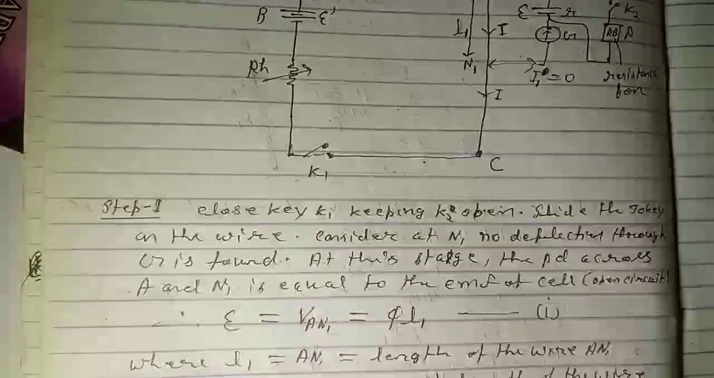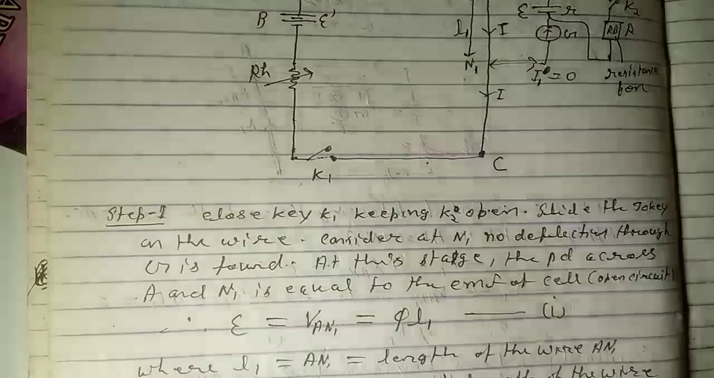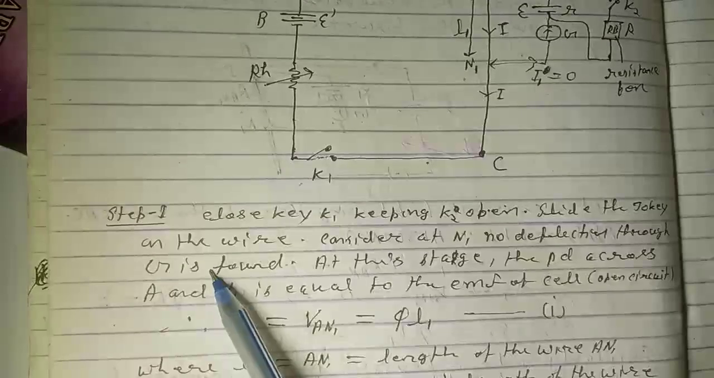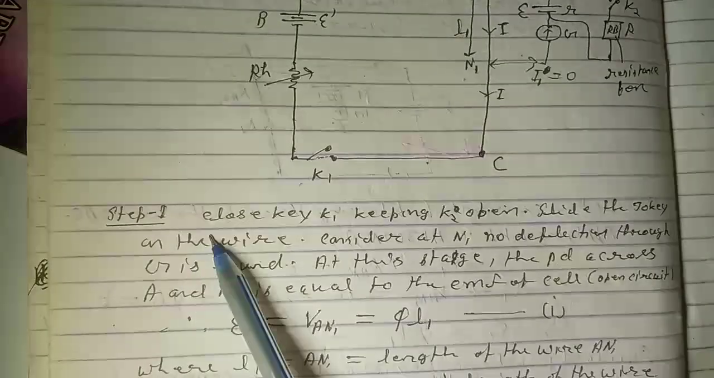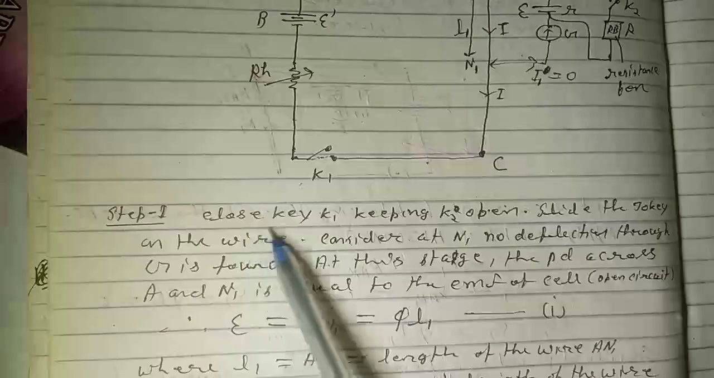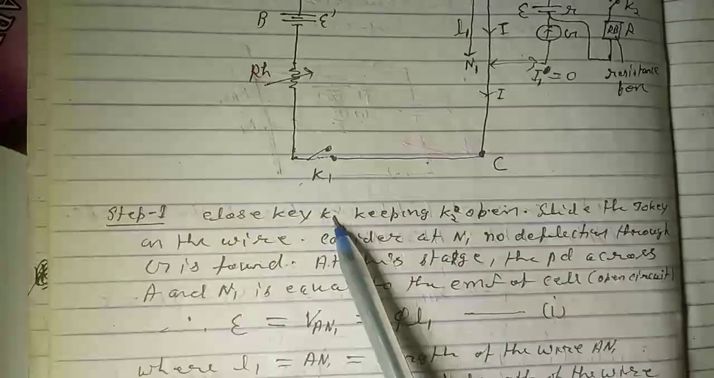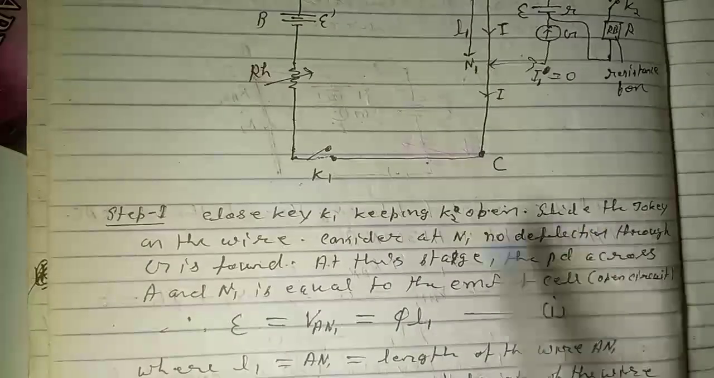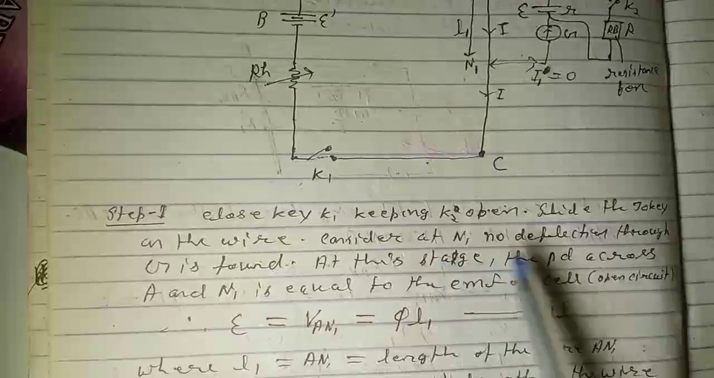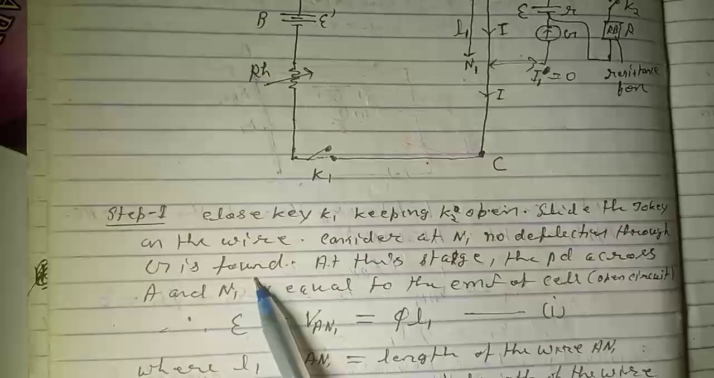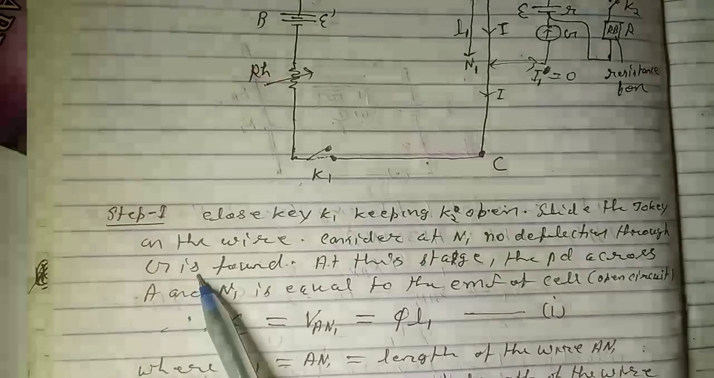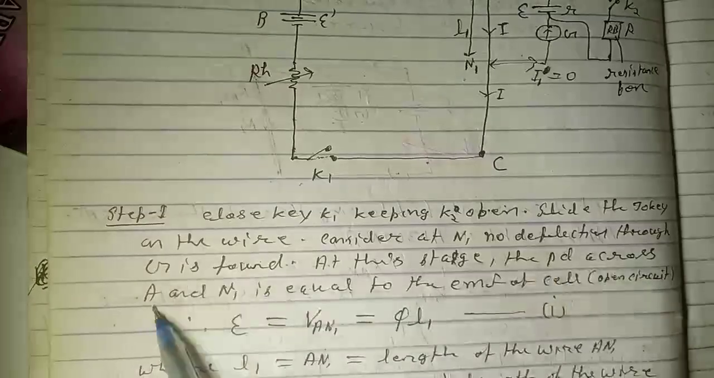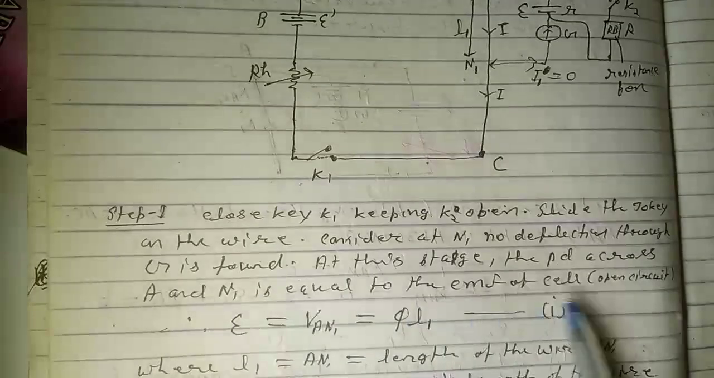Let's see step by step how we have to find the internal resistance of a given cell. Close key K1, keeping K2 open. Firstly, slide the jockey on the wire. Consider at N1 no deflection through G is found, that is, no deflection in the galvanometer is found. At this stage, the potential difference across A and N1 is equal to the EMF of the cell.